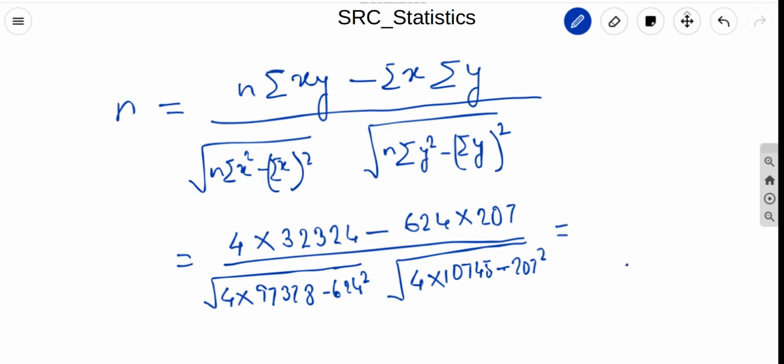Putting these values, we find the correlation coefficient to be 0.95897 or approximately 0.96. Rounding to 2 decimal places, we find out the correlation coefficient to be 0.96. So this is very much close to +1. So we can say that there is a strong positive correlation between height and weight.